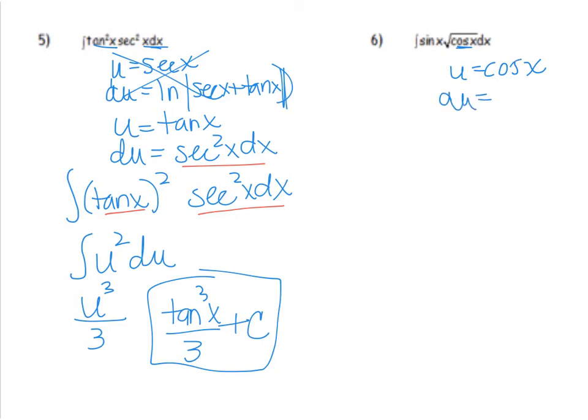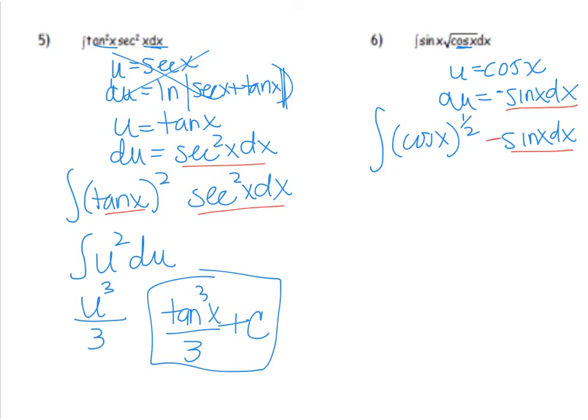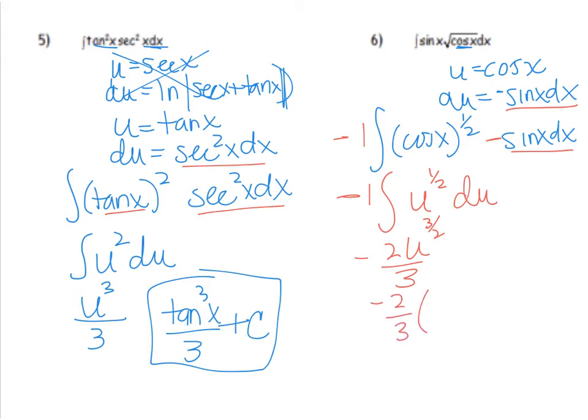And so du is going to be negative sine x dx. If we rewrite this, we have cosine x to the 1/2, and then we have sine x dx, and we're really close. We've got the sine x dx, but we don't have the negative. So we're going to rewrite u to the 1/2 du, and that's going to be u to the 3/2 over 2/3. Don't forget the negative, and then rewrite it. Negative 2/3, u is cosine x, I just looked up there real quick, to the 3/2 power plus c.